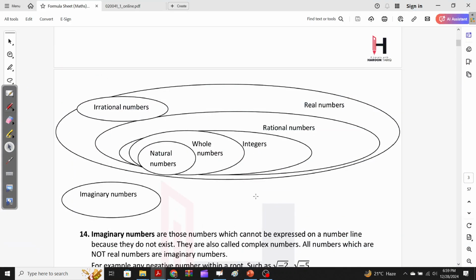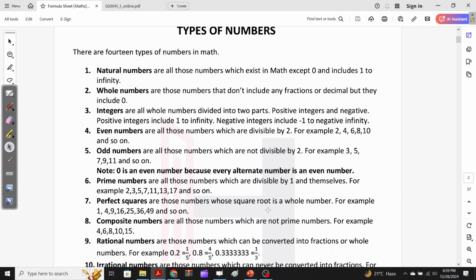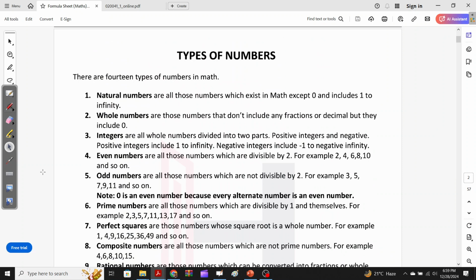So this is all we have for the number systems that we have studied till now. I hope you have understood the 14 types of number systems that exist in maths.